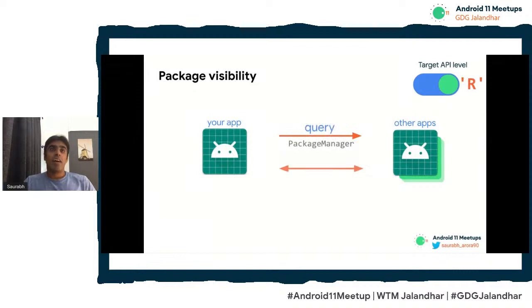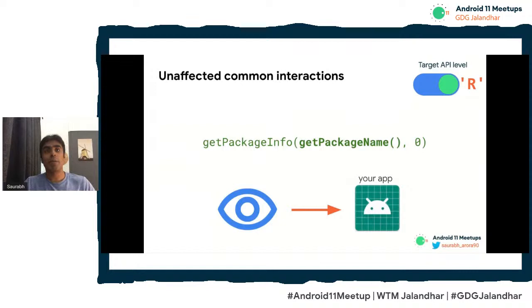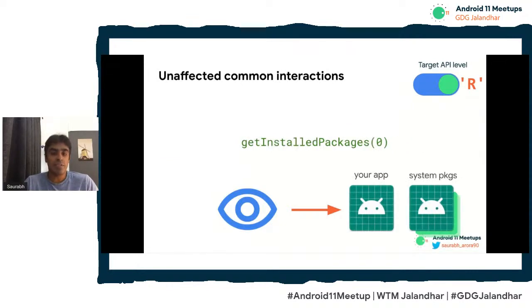Here the question might be, what happens to a lot of common package manager cases, because as I've said, you cannot use the package manager to query everything that's installed in the system. A lot of these common use cases actually don't change for you. What am I talking about by common use cases? Let's say you want information about your own app, that doesn't change. If you just want to query about system packages, this also doesn't change. The get installed packages method will return you all the system apps that are installed. It does not return any third-party app which you do not own.